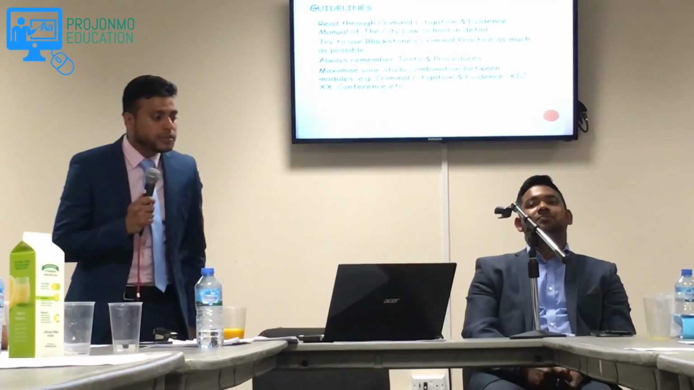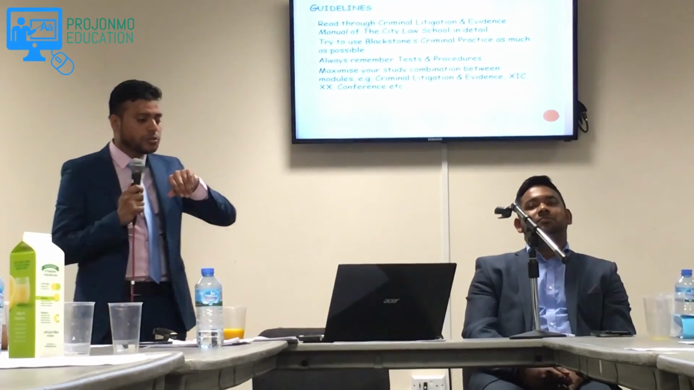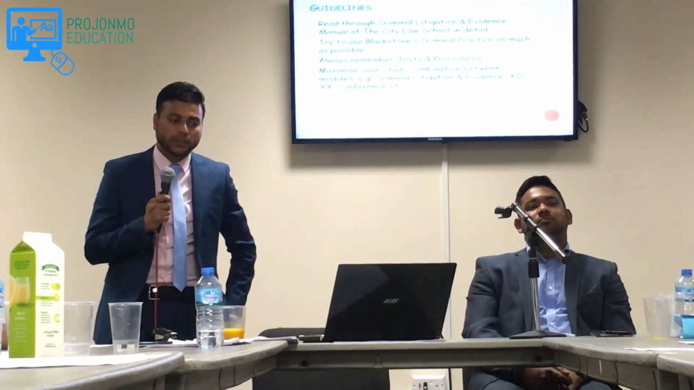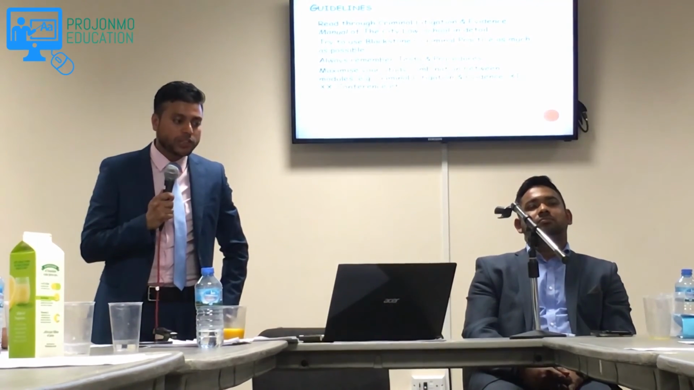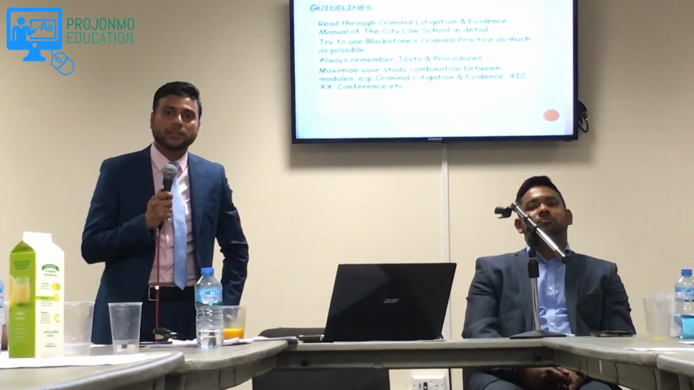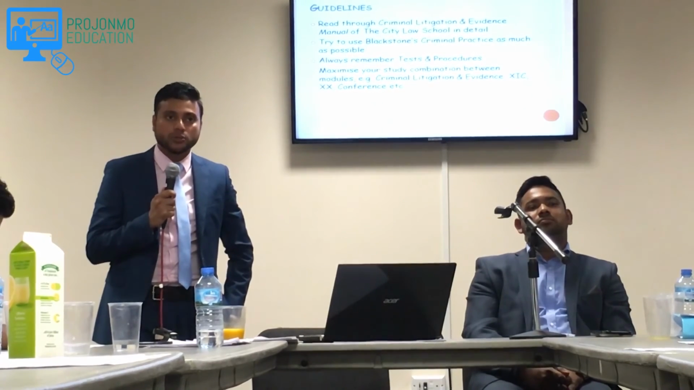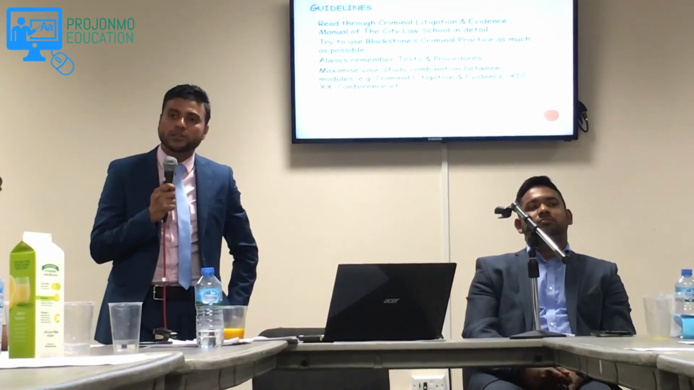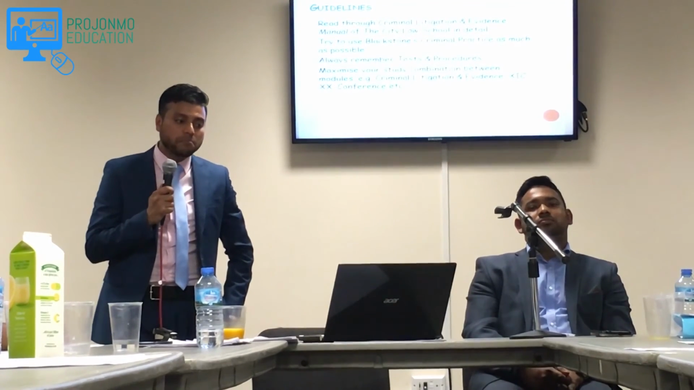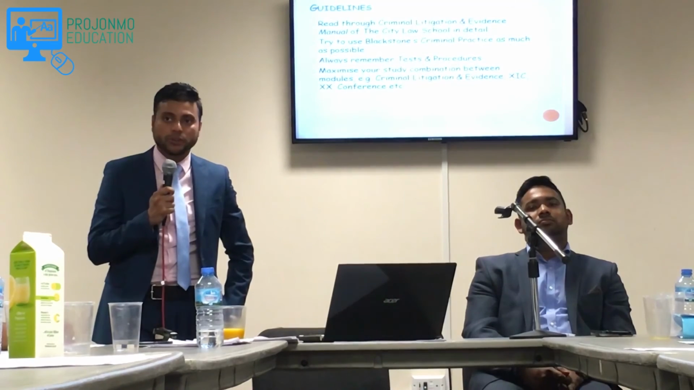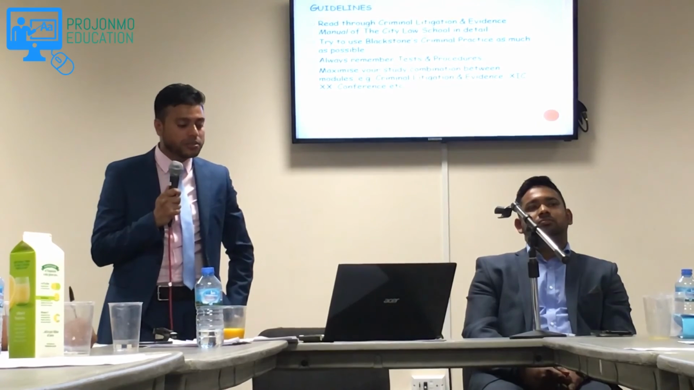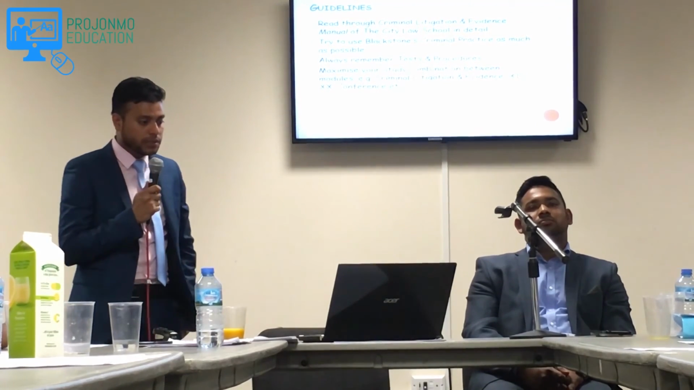Some guidelines: read through the Criminal Litigation and Evidence Manual, published by the City Law School, in detail. Try to use Blackstone's Criminal Practice as much as possible. This is equivalent to the White Book, which is used in civil procedure. So in civil procedure, we use the White Book, Volumes 1 and 2, and here Blackstone's Criminal Practice is used to read for criminal litigation. Always remember tests and procedures, as we have discussed already.